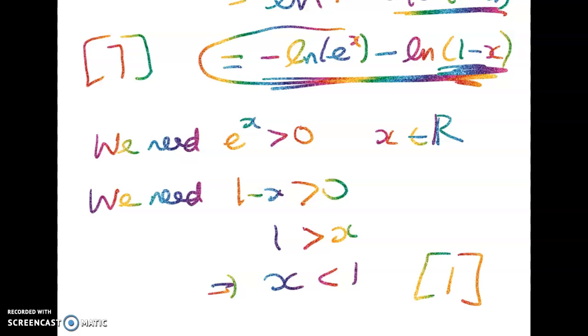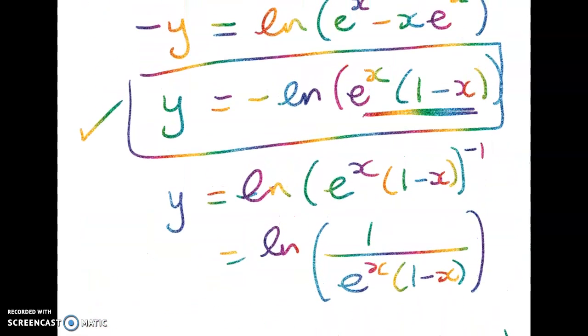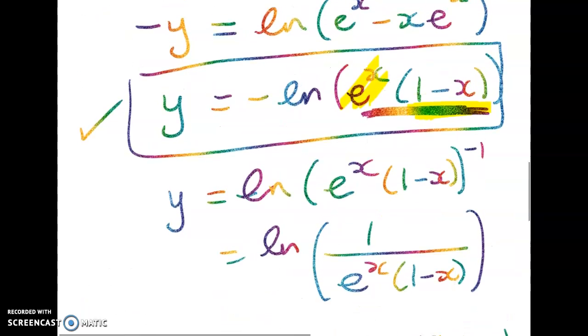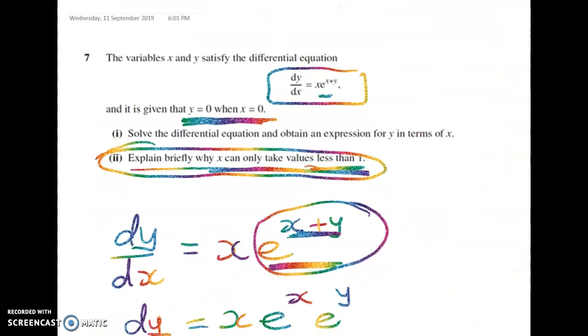If you didn't take the DE all the way through to here, you could do it from here just as easily by saying that this term is always positive, and so we need this one to be positive, and that will happen when x is less than 1. Okay, that's all there. Make sure that you're really confident with that technique of splitting up the x plus the y.